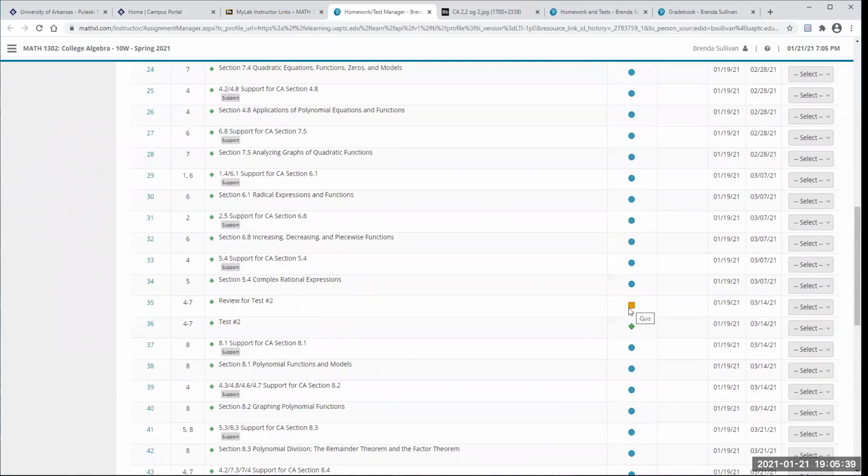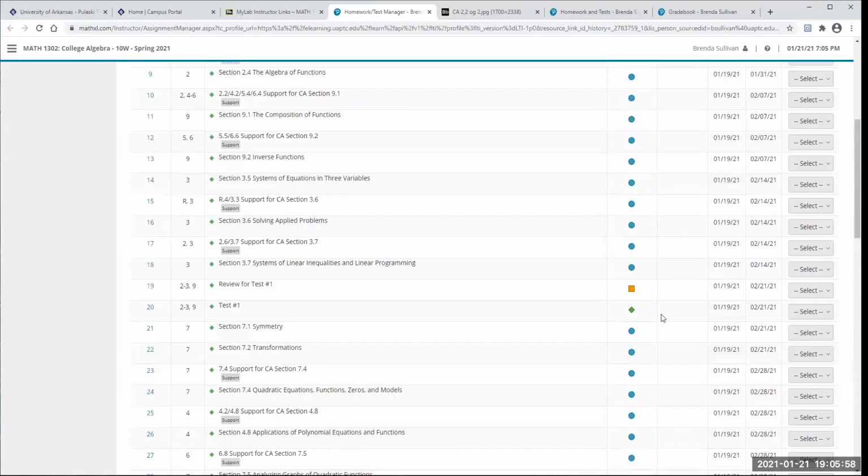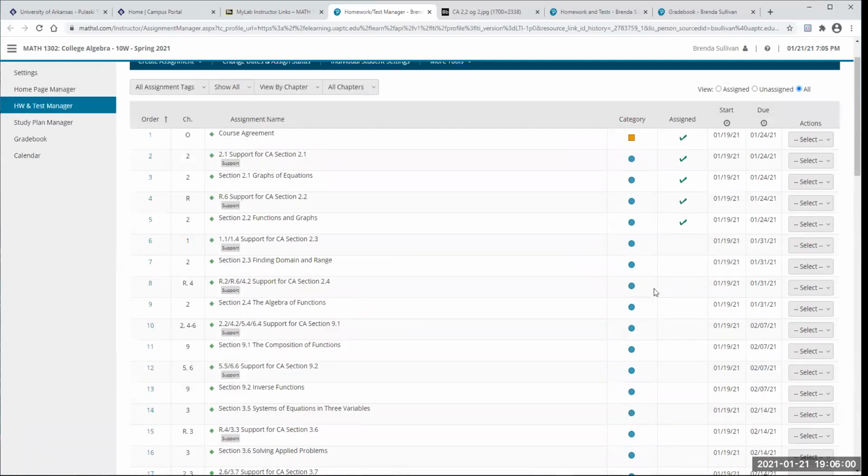These things like this with the little orange square is a quiz. The review for tests are always quizzes, and those count in your scores under quizzes. So that is one that you can't get help on, and you can't get help on the tests. So be sure you get a calculator before we do that first quiz and test, because that's the only thing you can use to help you on those.